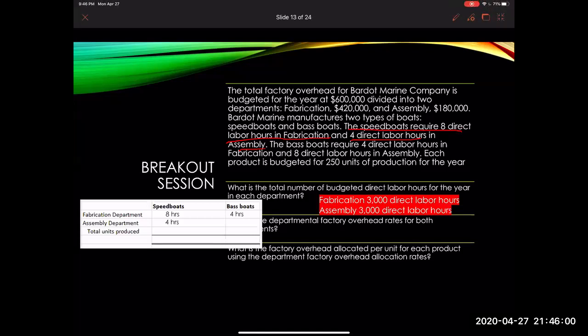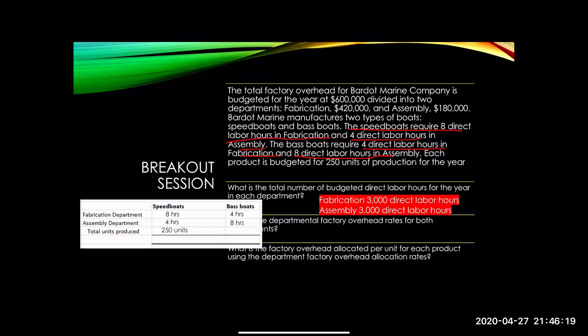It tells us that for the bass boat, it needs 4 direct labor hours in the fabrication department and 8 direct labor hours in the assembly department. So we have that. So they are flipped. So each product in total needs about 12 hours, right? But the combination of the breakout is different, right? So they're going to produce, again, each of them going to produce 250 units for the year.